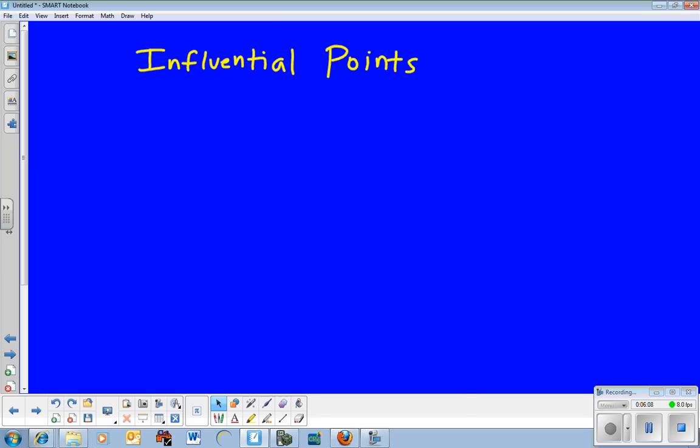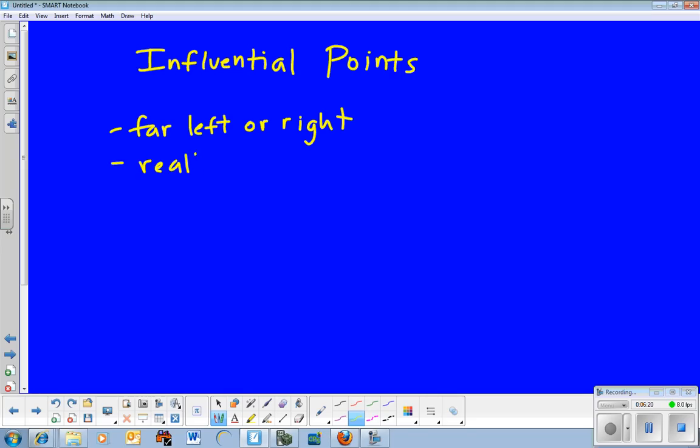So as far as notes go, these points will be on the far left or right. And they can really change the equation that you get. It'll really change your A and your B values. That they are influential, more than an outlier could be.